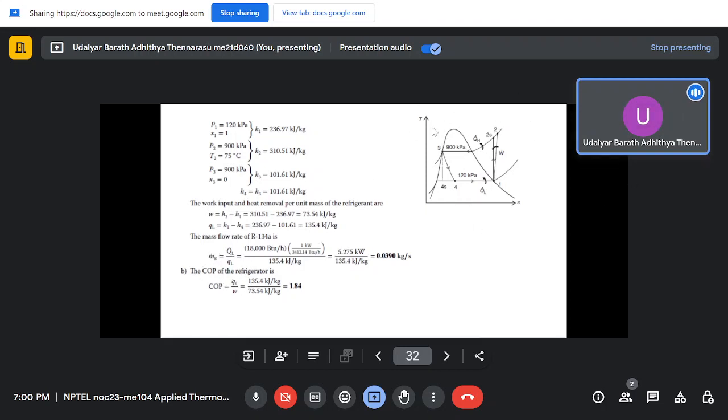Now the COP of the system is heat absorbed QL divided by W. So 135.4 divided by 73.54 will come out to be 1.84. So the COP is 1.84.